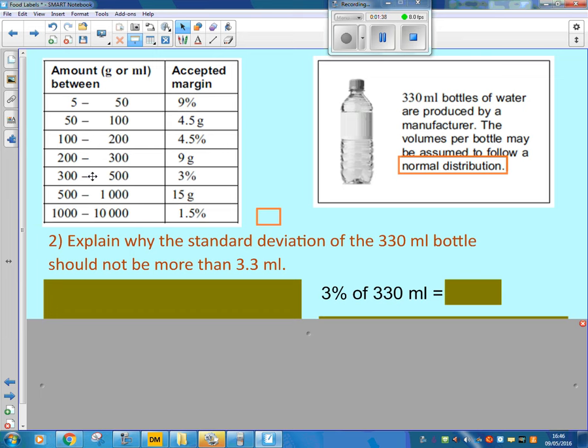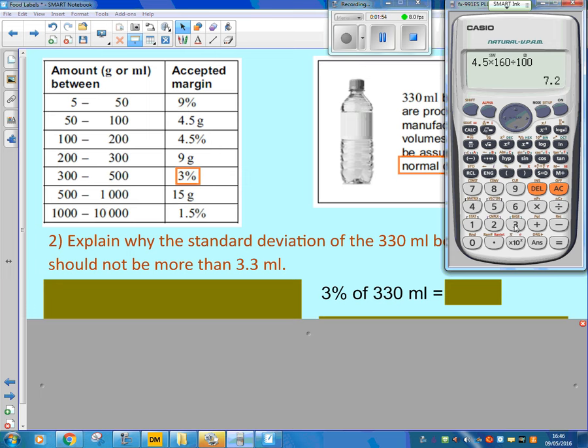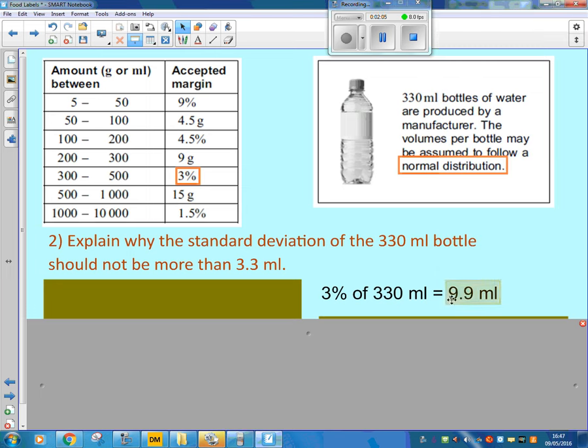Now, 330 milliliters in here, we're allowed 3% either way. So the first thing is find 3% of your 330 milliliters. That is the allowable margin. And 3% of that is 3 times 330 divided by 100 equals 9.9. So I am allowed 9.9 milliliters either way.